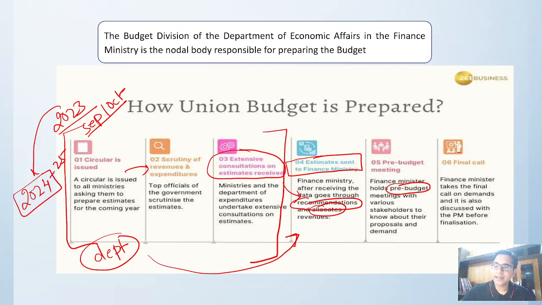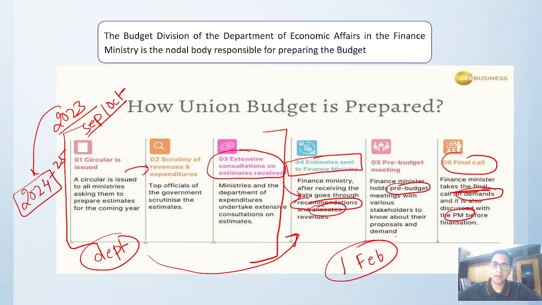And then the finance minister will finally take the call on demands. Along with that, there will be discussion with the prime minister, and after that, the budget will be finalized and laid before the parliament on 1st of February every year. Earlier it used to happen on the last day of February, but from 2017, the things have changed.